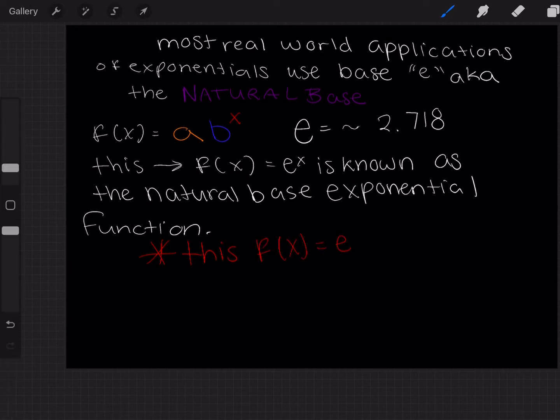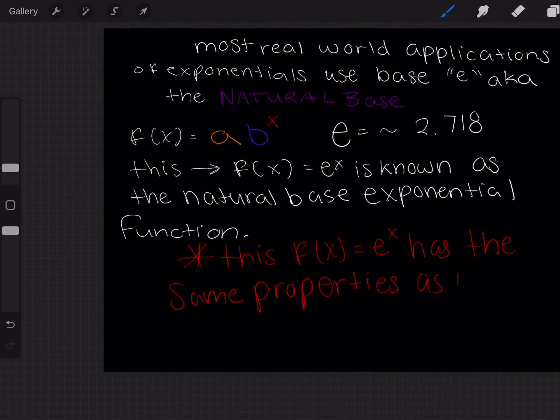It's important to know that this e to the power of x does have the same properties as our regular exponential function, so our a times b to the power of x. It's going to have the same properties, including our transformation rules.